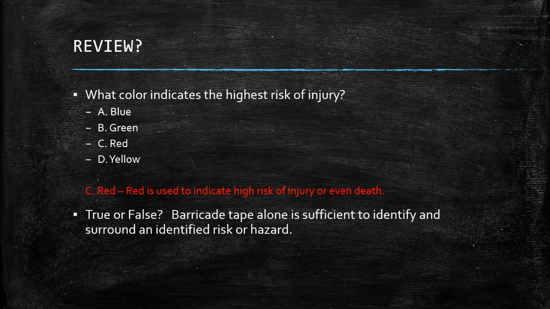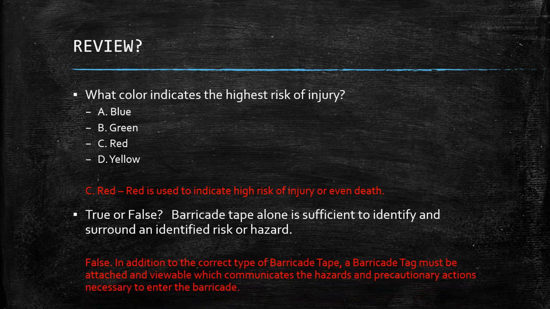True or false? Barricade tape alone is sufficient to identify and surround an identified risk or hazard. False. In addition to the correct type of barricade tape, a barricade tag must be attached and viewable, which communicates the hazards and precautionary actions necessary to enter the barricade.